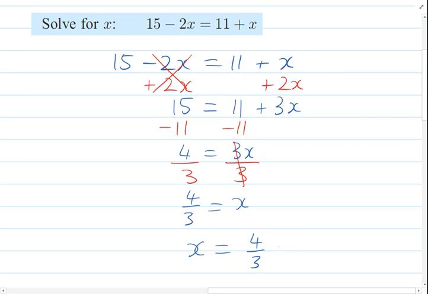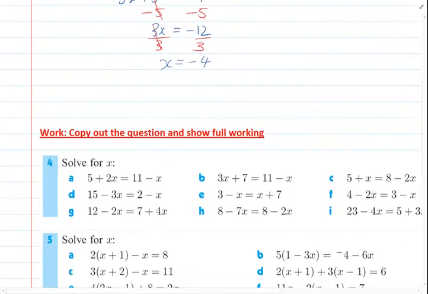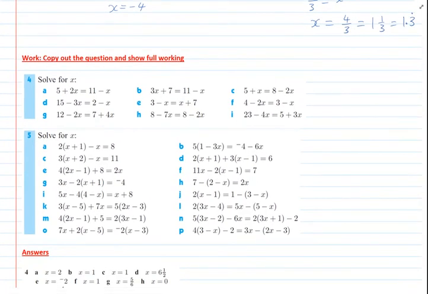Okay, once again, you can write it as 1 and a third, or you can write it as 1.3 recurring as well. So not a big deal if you have x on both sides, you just need to remember to get them onto the same side. So here's your last set of linear type equations before we get on to fractional type equations.